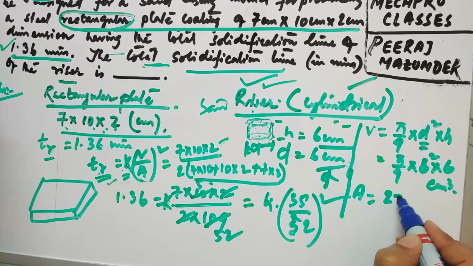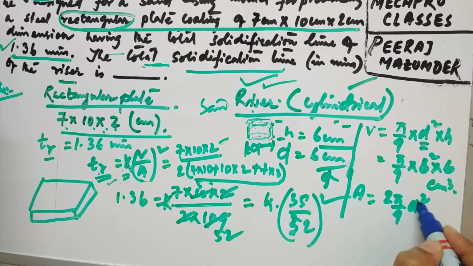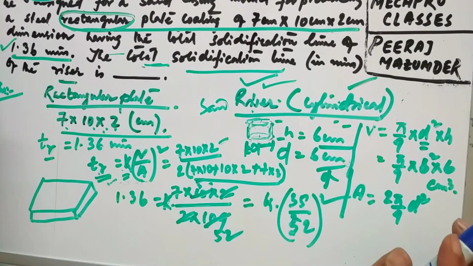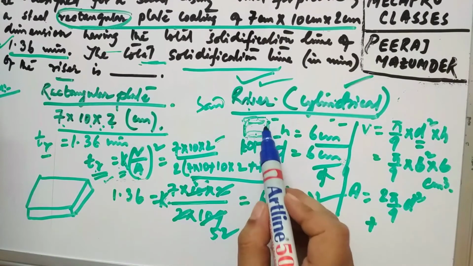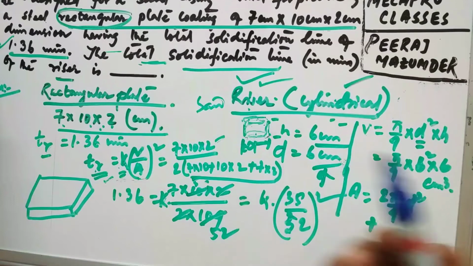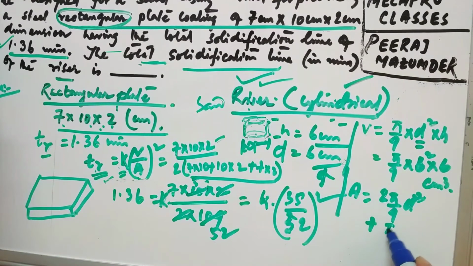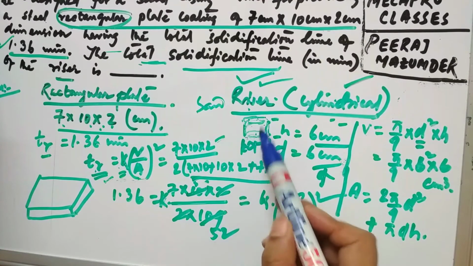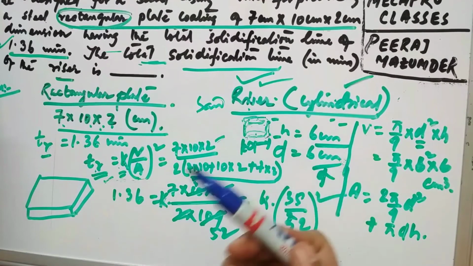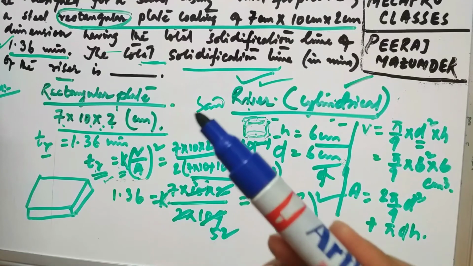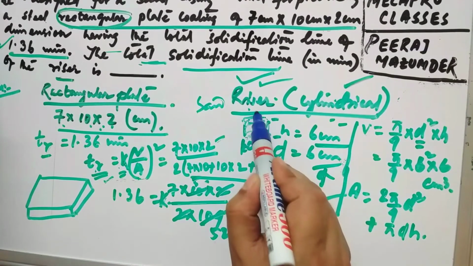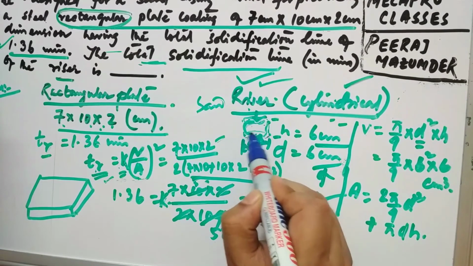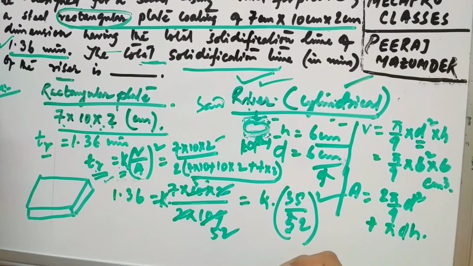2 pi by 4 d square, I can write for top and bottom. Okay, no problem, I think. And for the side one, I can write pi d h, pi d into h, or simply 2 pi r, that is the perimeter of a circle, into height, this is the side one. So we have top, bottom, and the side for a cylinder.